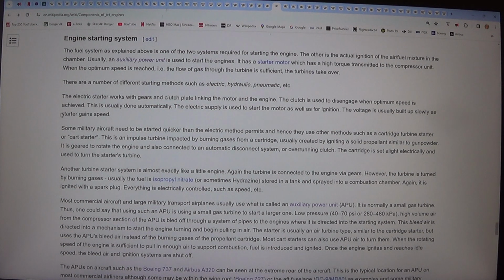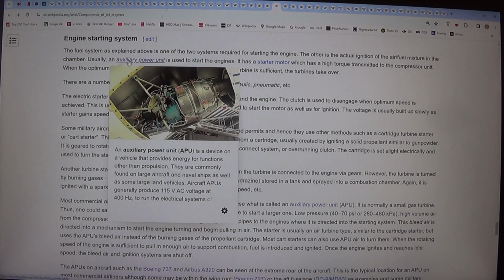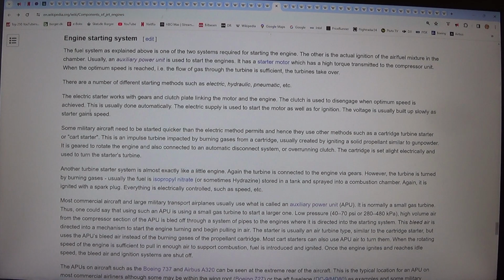There are a number of different starting methods such as electric, hydraulic, pneumatic, etc. The electric starter works with gears and a clutch plate linking the motor and the engine. The clutch is used to disengage when optimum speed is achieved. This is usually done automatically. The electric supply is used to start the motor as well as for ignition. The voltage is usually built up slowly as the starter gains speed.